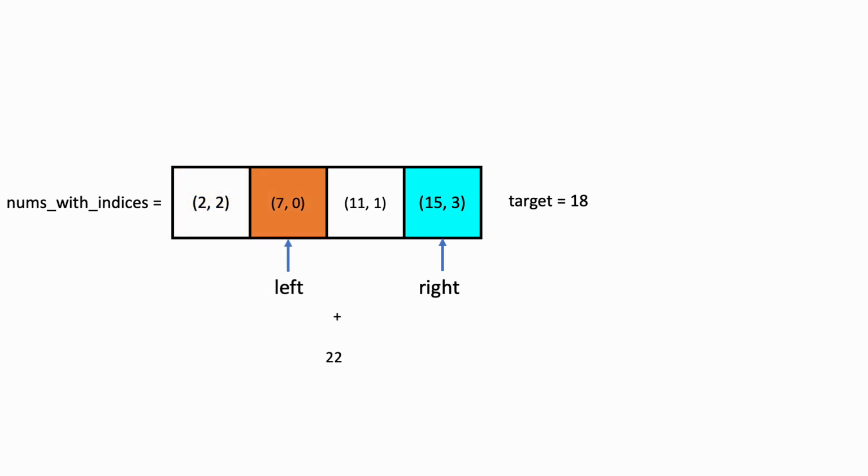We check again if nums of left plus nums of right is equal to the target. No, it's not. Now, instead of going nearer to the target, we moved away from the target. This is because the previous sum was 17, which was closer to 18, and 22, which is the current sum, is less close to 18 than 17. So to come closer to the target, we will have to make our big element value smaller, and we do this by decrementing the right pointer. Now we check again if nums of left plus nums of right is equal to the target. Yes, it is. So we return 0, 1.